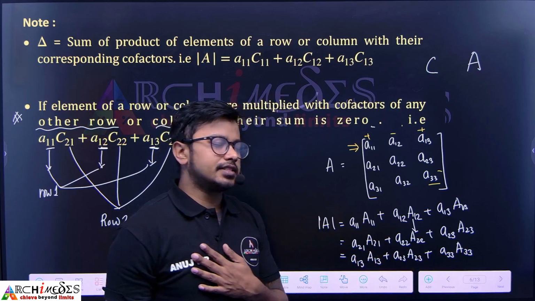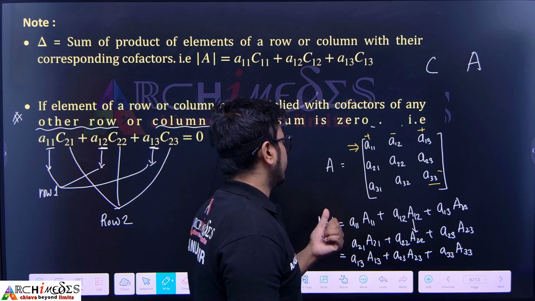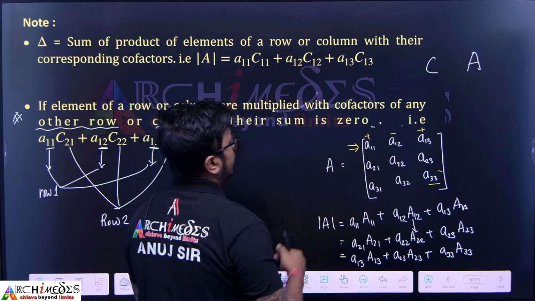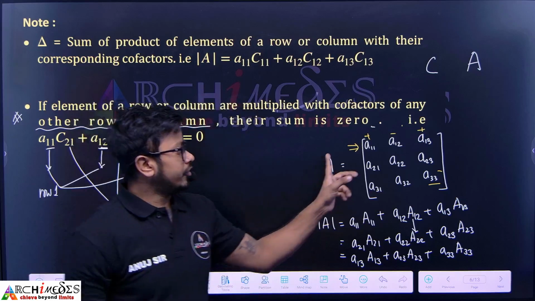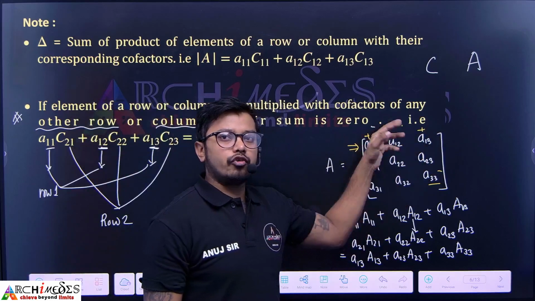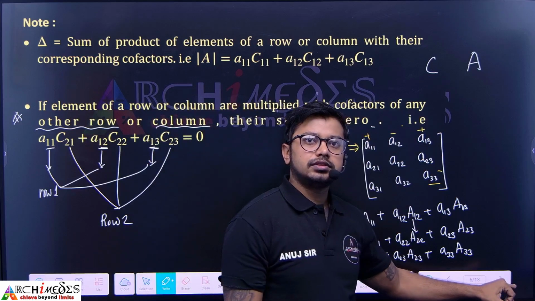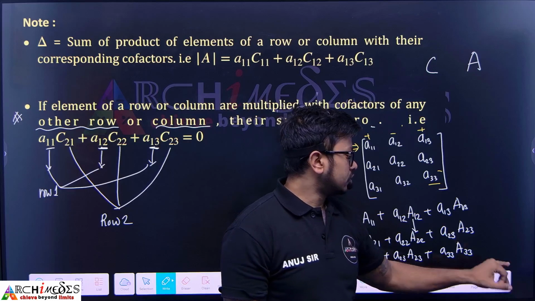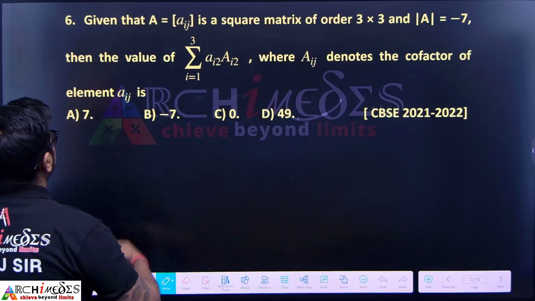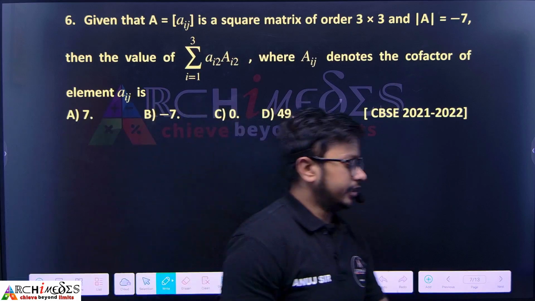There is one NCERT MCQ question also. Please check that one. It depends on this. But if we take this row's elements and multiply with the cofactors of another row, then the value is 0. Any doubt? Clear? So look over it. Check this question. Read it.